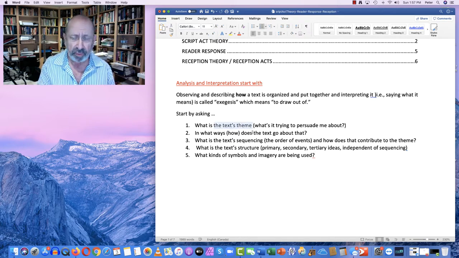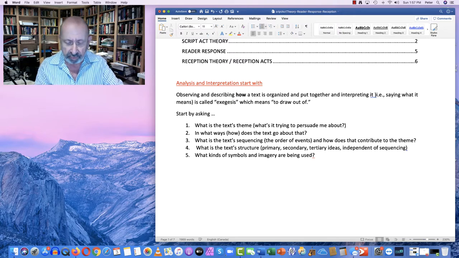This whole process is called exegesis, which means to draw things out of the text. And you don't have to follow this strictly, but it's my suggestion for how you approach a text. The most important thing, in my opinion, is the theme. That is, what is the text trying to persuade me about? What questions is the text trying to answer? Those, if you remember from our discussion of Wayne Booth, those arguments in the text can be either direct, such as telling, or indirect, such as showing.